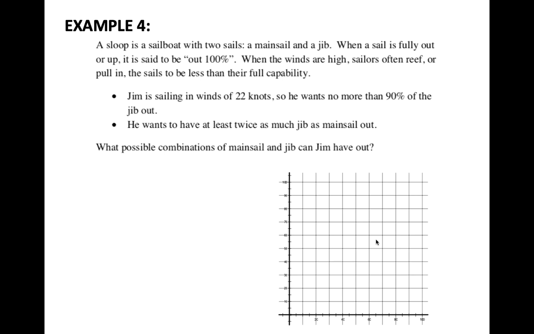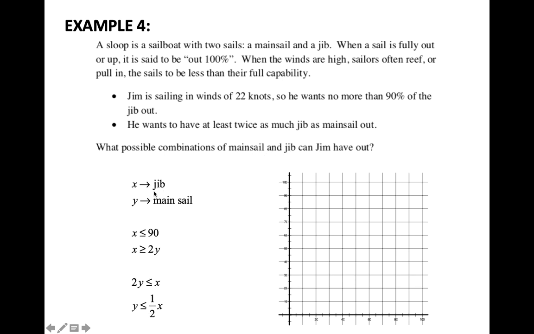So Jim is sailing in winds of 22 knots. So he wants no more than 90% of the jib, and he wants at least twice as much jib as mainsail. So that just sounds like a foreign language sometimes, but don't despair. Go to the main question. What possible combinations of mainsail and jib can Jim have out? So we can tell, all right, the things we're going to call X's and Y's are right here. So let's get it set up.